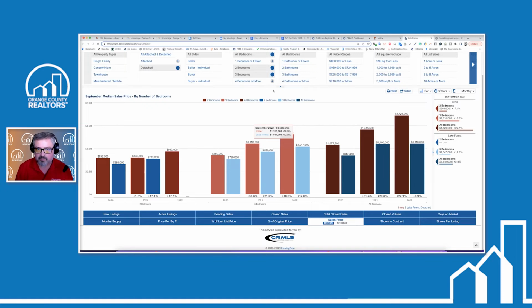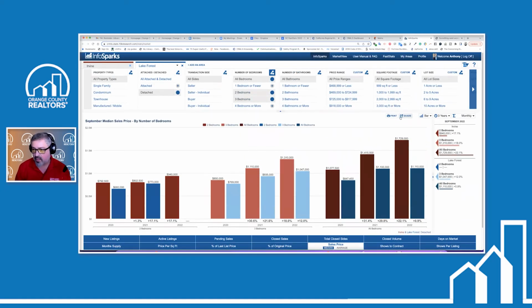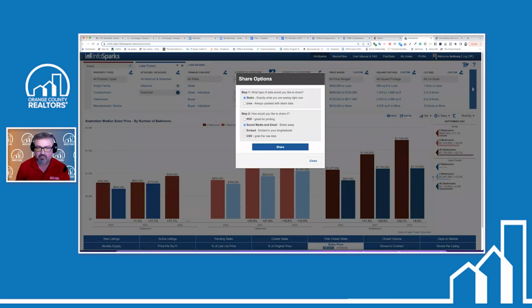Okay. Now, to get this information out, we're going to go over to the share button. Share is found between the filter and the charts. Just simply click on share, and we have several ways of sharing this information. Number one, we have a static report, meaning that this information is locked. Why would I lock it? Well, I'm going to print it out, or I'm going to create a social media or an email post. Here, if I click on share, I now get a link that I can copy and paste into my email or on my social media.